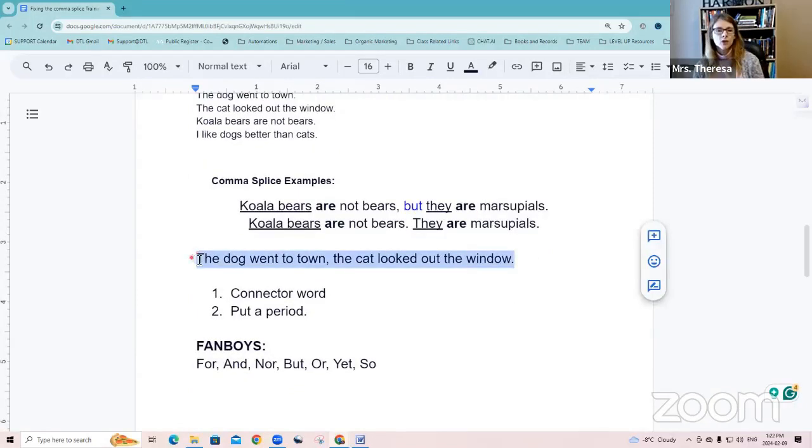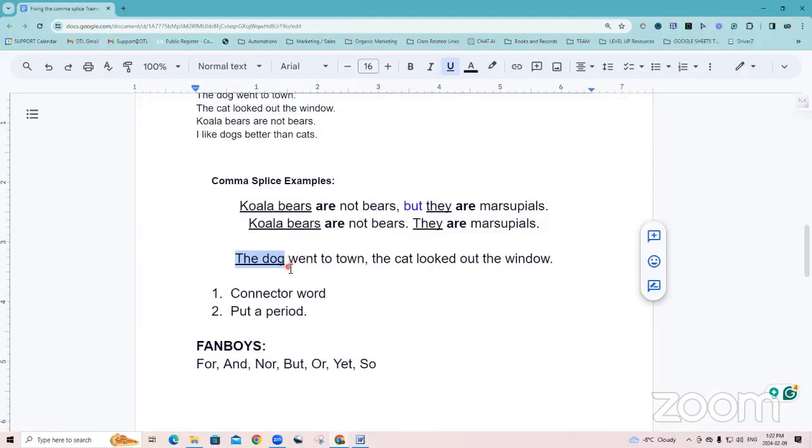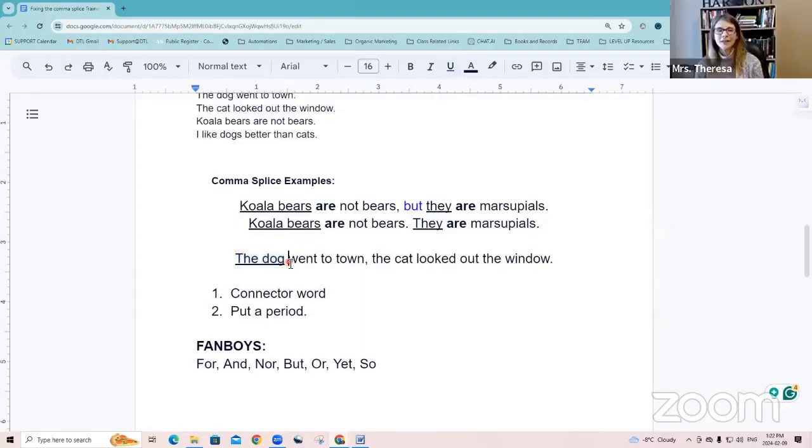What's the first way that we can change this? The very easiest way that we could change this to make it not have an error. Actually, I guess before that, we should make sure we have an error. Can we find the subject and the verb? Subject is dog. What's the verb here? Went. Yes, very good, because that's the action. And where did the dog go? To town. So that's just extra bits. We don't have to worry about those.